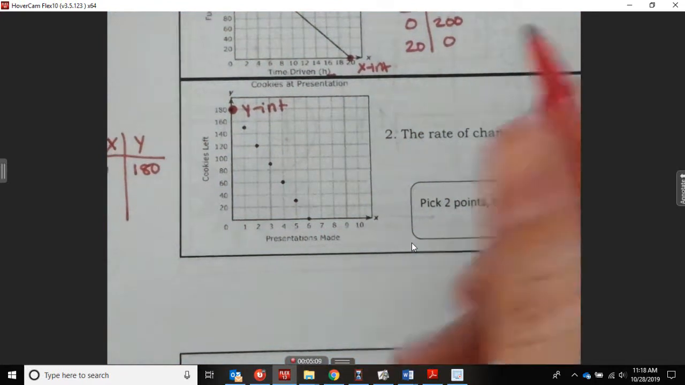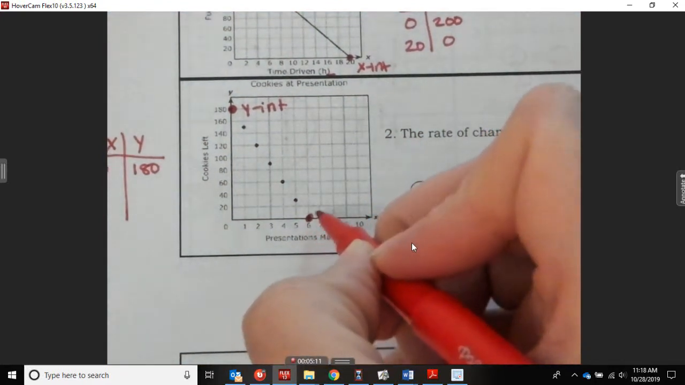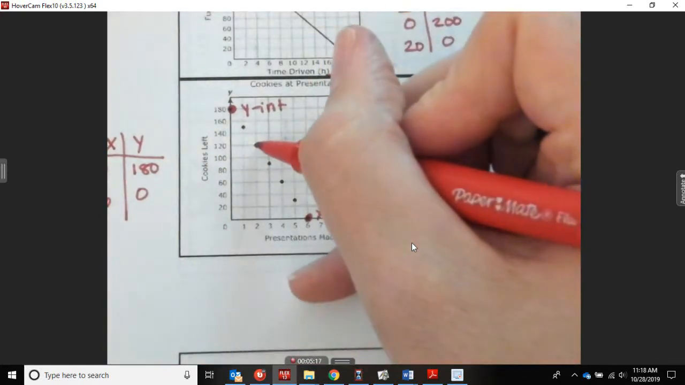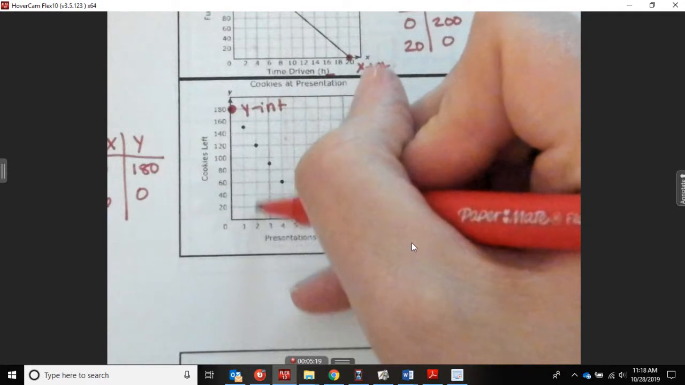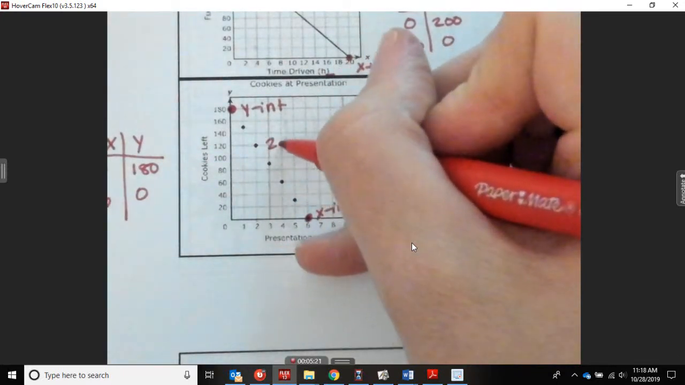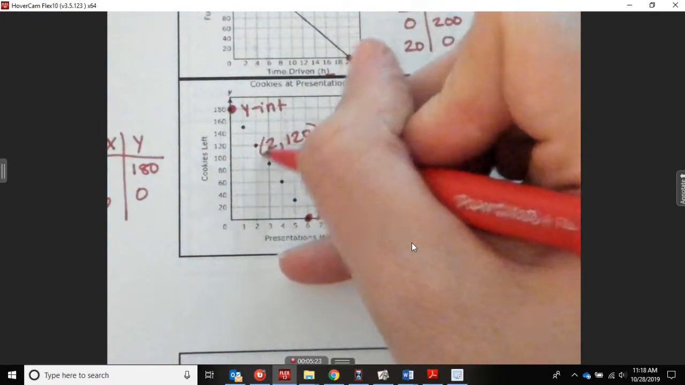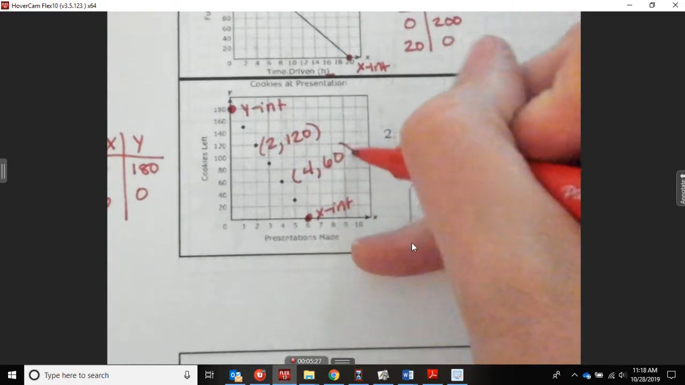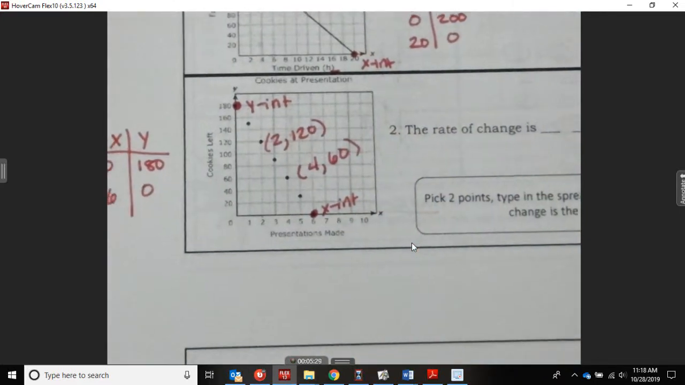I really like picking the x and y-intercepts because they're easy points to see. And then this is 6, 0. You could have picked any other points though. This one here is 2, 120. That could have been a point you used. Or 4 and 60. Any of those points could have been used.